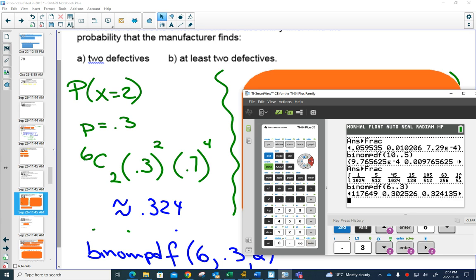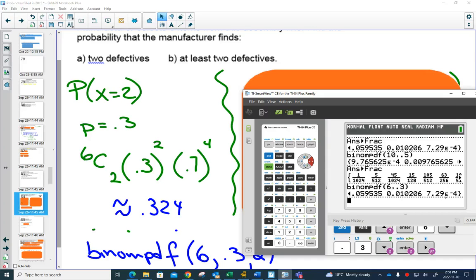And I could add up, so it says at least 2 defective. So that would include the 0.324. Then you would have to add up 0.185 plus 0.595 plus 0.010 plus 7.29 e to the minus 4. Do you know what this e to the minus 4 is? That's scientific notation, that's 10 to the negative 4. So you could add up those cases, 2, 3, 4, 5, and 6, 5 different cases, and get the answer.